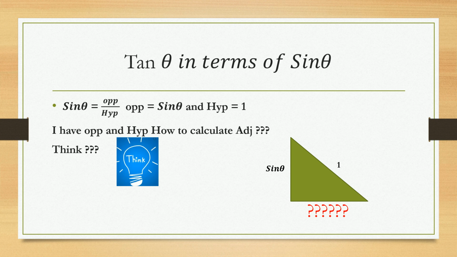Express tan theta in terms of sin theta. As per the definition, sin theta is opposite by hypotenuse. We take opposite directly as sin theta and set hypotenuse equal to 1. What could be the adjacent? Think a while.